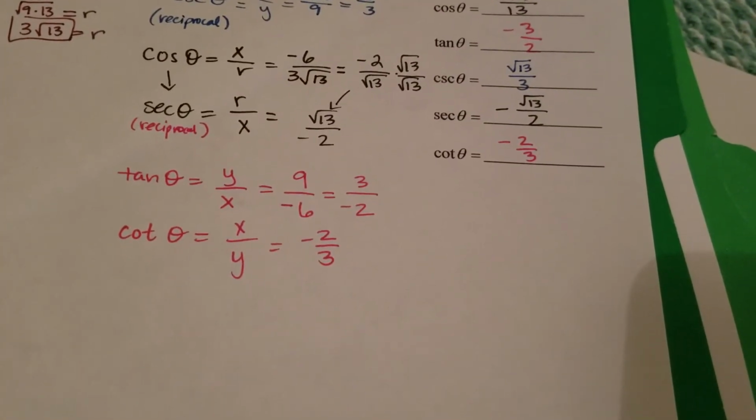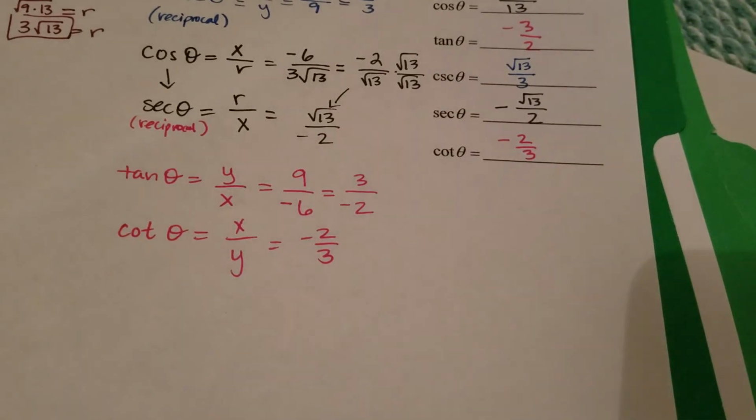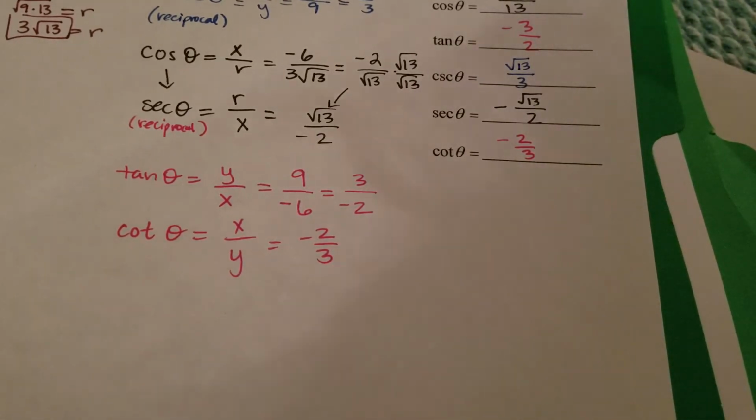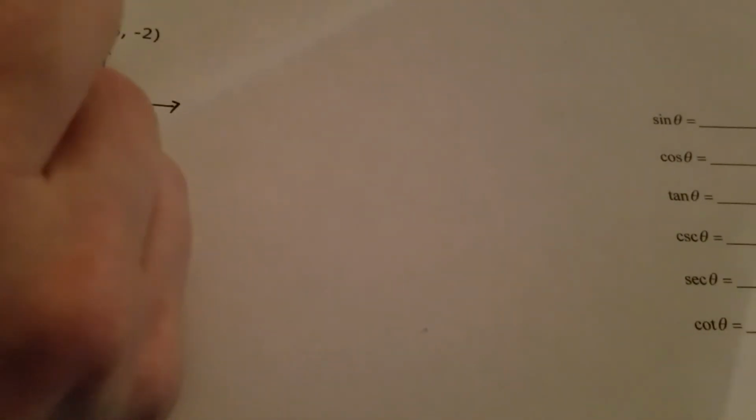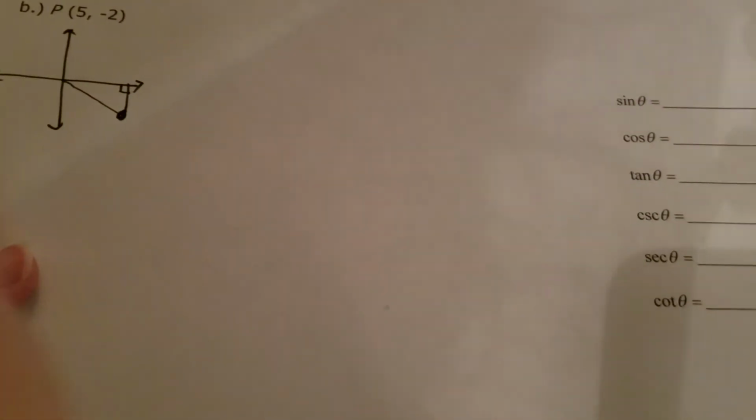Yay, we did it. Now B is the same thing. This is just in a different quadrant, so we can practice drawing what that triangle looks like. When you're drawing the triangle, you do want to think about where it is going to end up. This is +5, -2. So over 5, down 2, and then origin to point, and then point to x-axis so that it makes a right triangle.